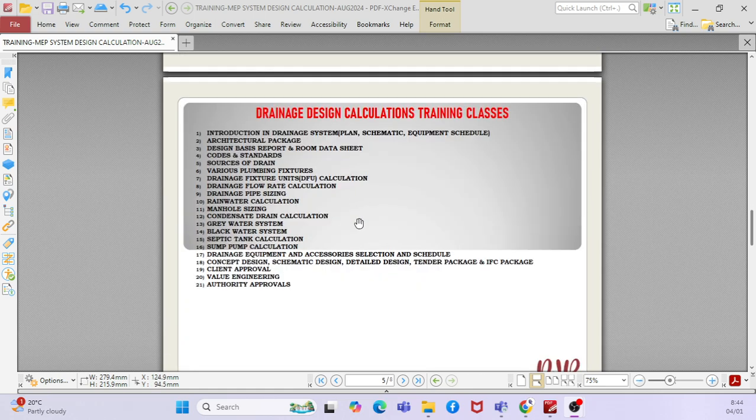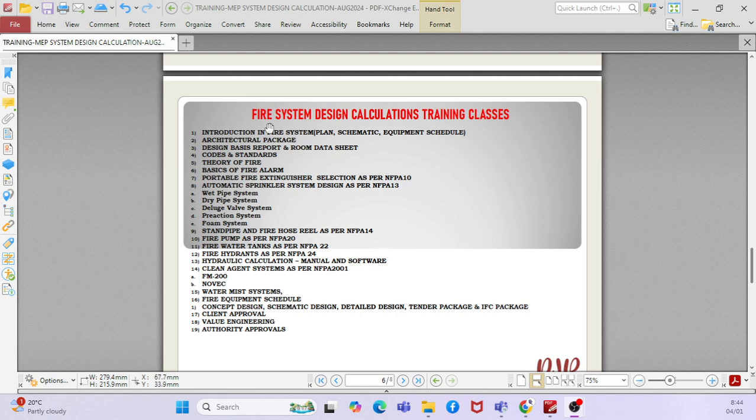Then we have water supply calculations. Then if you are interested in fire system design, we will go through all the systems. We have two types of system: one is the water system, and another is the gas system. In the water system, you have the wet pipe system, dry pipe system, deluge valve system, pre-action system, and foam system. After that, you have clean agents such as FM-200 and Novec systems. Then we have inert gas, right?